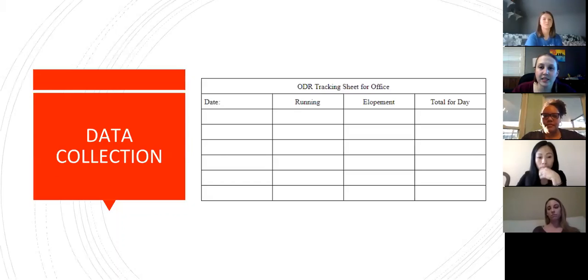In addition to collecting tallies during the game, we are also looking to track office disciplinary referrals. So the office would have a master copy to keep track of all of these. We would tally instances of office referrals for running and office referrals for elopement and total them up for each day. This will show us if after the game has been implemented, behaviors in the hallways are decreasing.